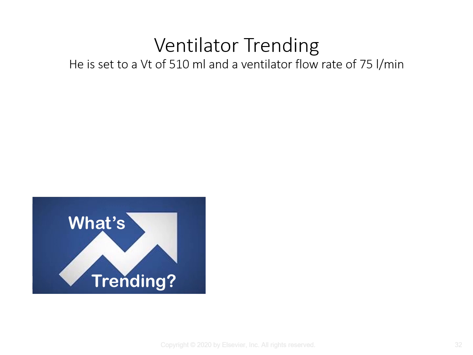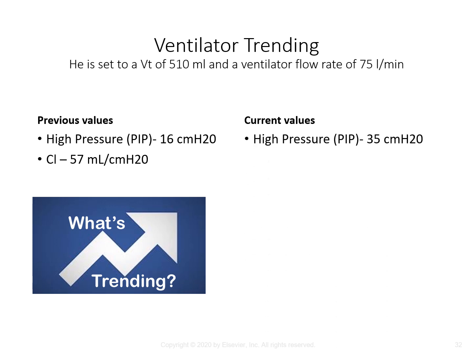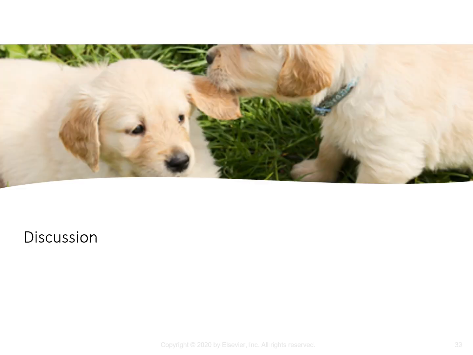Right now he has a tidal volume of 510 and a flow rate of 75 liters per minute. So his PIP is at 16 and his compliance is at 57 when we saw him earlier. Now his PIP is at 35, so his PIP went up and his compliance is at 57 still. So his plateau pressure stayed the same, but his peak airway pressure increased. So that tells you this is a raw relationship. So his compliance stayed the same, but his airway resistance increased.